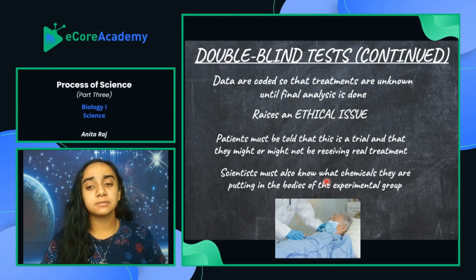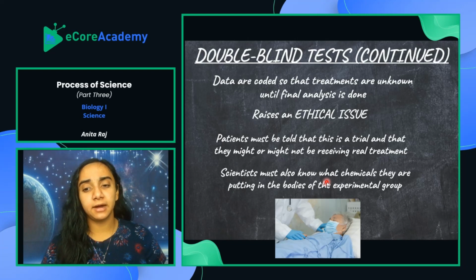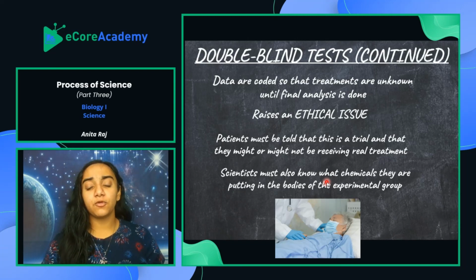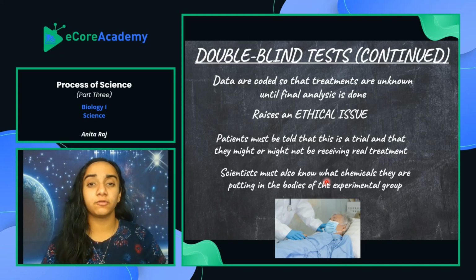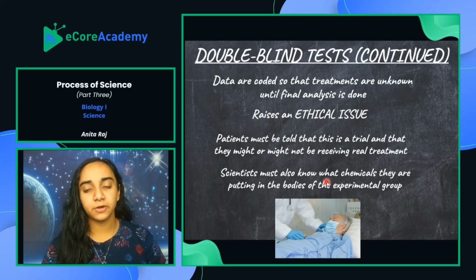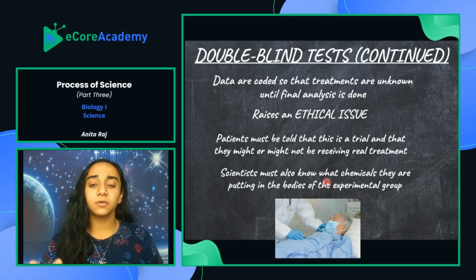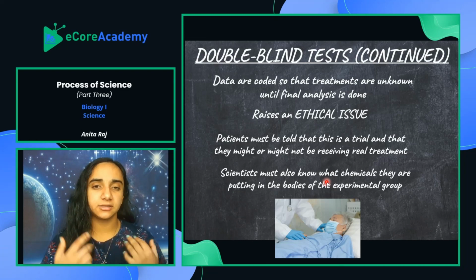Additionally, scientists must also know what chemicals they are putting in the bodies of the experimental group. Therefore, scientists have to have the consent of the experimental group before they start administering these medicines. So they need to raise concerns like, these are the potential effects of taking this medicine because you are our first trial group, or this has happened in the past with people who were part of the experimental group. You need to be aware of the risks. So they must be aware of what chemicals they're putting in the bodies of their patients.